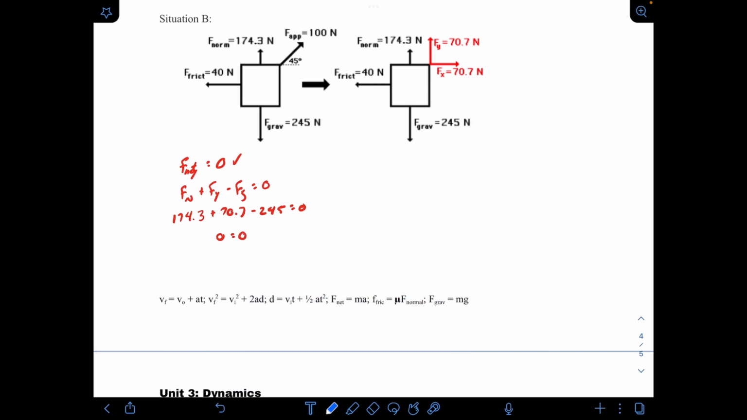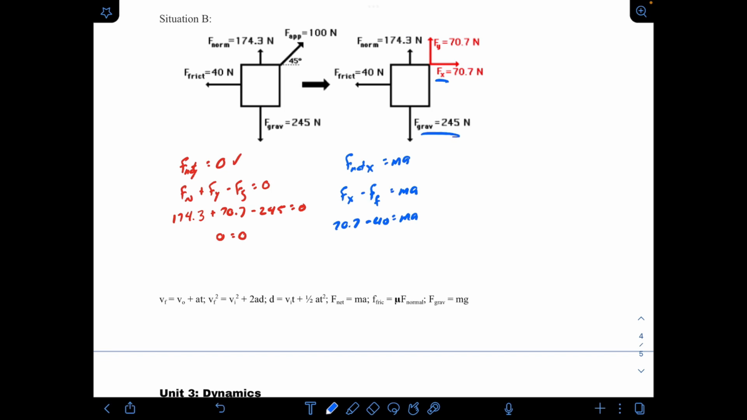And then in the x direction, right? Or I'm sorry, not 0. It should be mass times acceleration. So we have the Fx, this guy right here, minus the force of friction equal mass times acceleration. So the Fx is 70.7. The force of friction is 40 equals mass times acceleration.